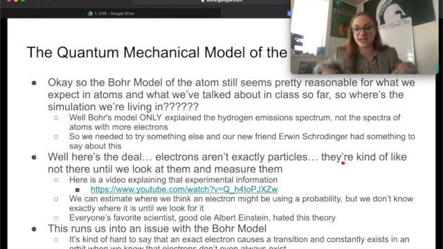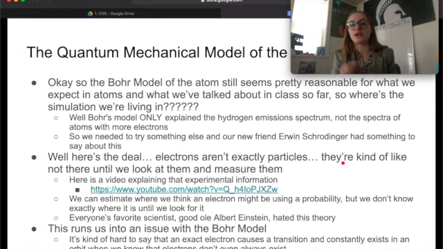So, back to the quantum mechanical model of the atom. The idea here is that electrons are a particle and a wave at the same time. Yes, they're a particle that has mass, exists, and has a negative charge. However, they don't actually nail down their location until we observe them. Until that point, they exist as a wave of probabilities.